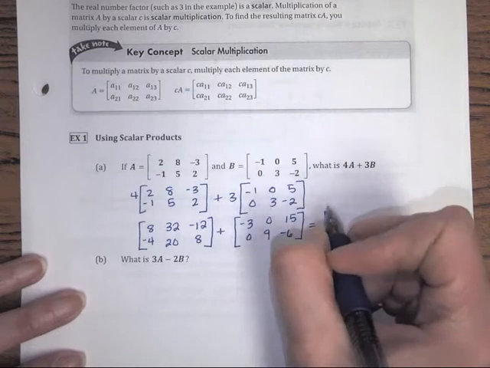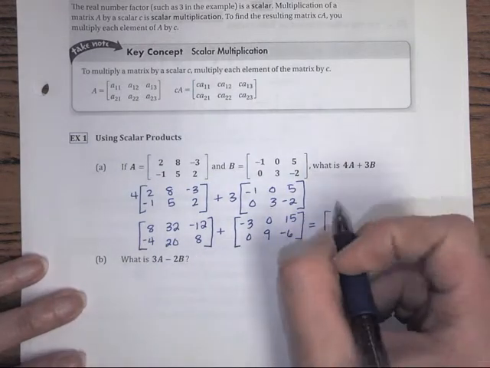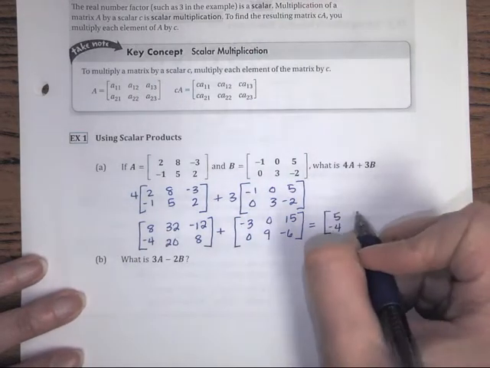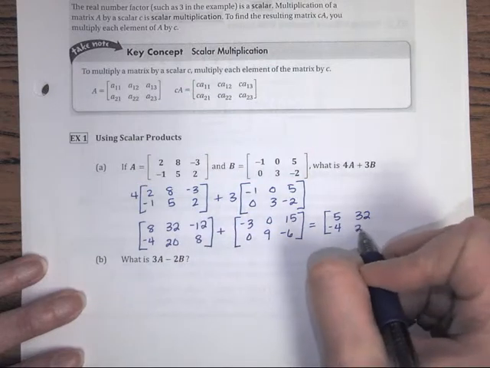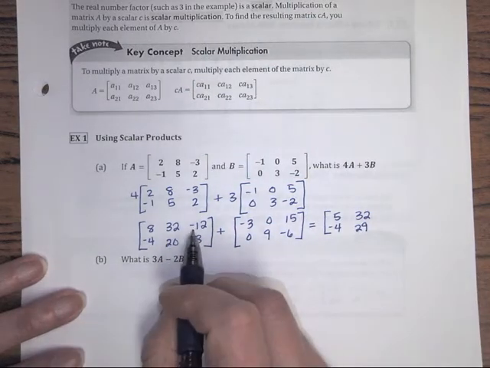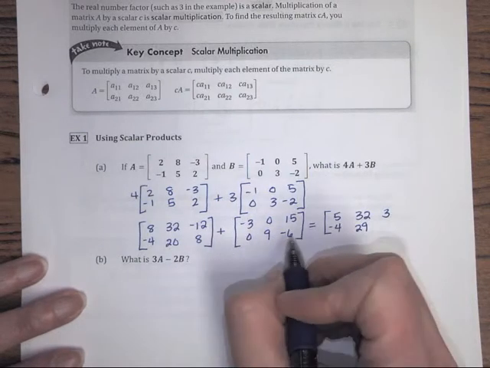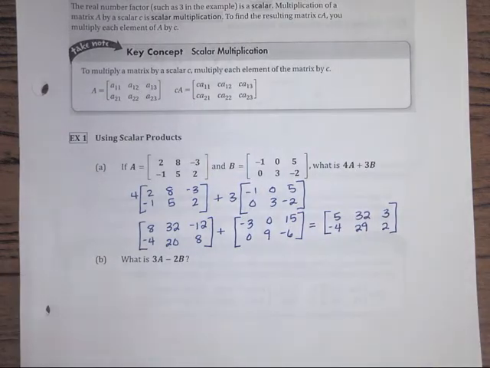So 8 minus 3 is going to give us 5. -4 plus 0 is -4. 32 plus 0 is 32. 20 plus 9 is 29. -12 plus 15 is 3. And 8 minus 6 is 2. All right? Make sense? That's pretty straightforward, right?